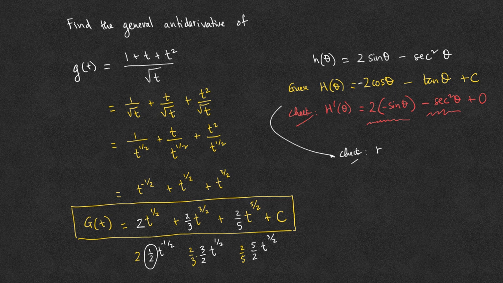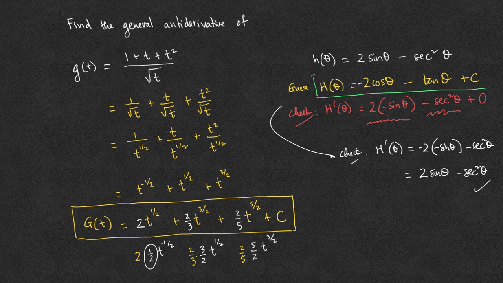This time, H prime of theta is negative 2 times the derivative of cosine of theta, which is negative sine theta. The derivative of tangent is secant squared theta, and the derivative of c, a constant, is 0. This is positive 2 sine theta minus secant squared theta, so it checks out. The answer, or the antiderivative for h of theta, has to be capital H of theta equals negative 2 cosine theta minus tangent theta plus c, and don't forget that minus sign. And this is the final answer.